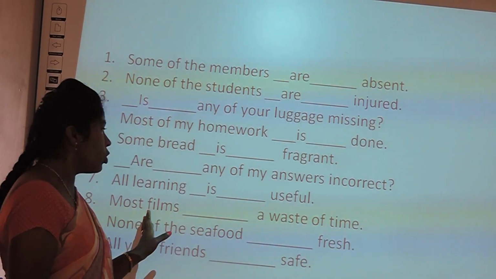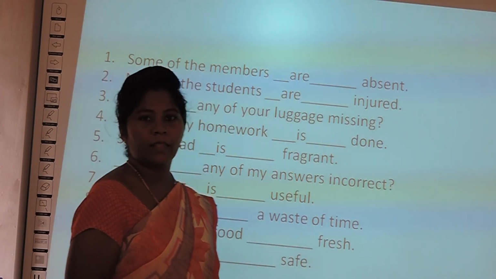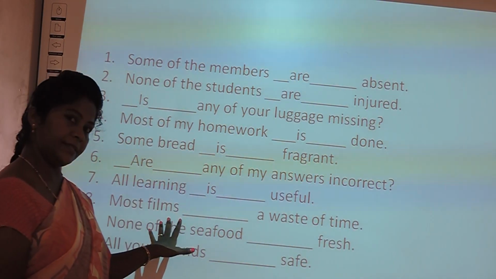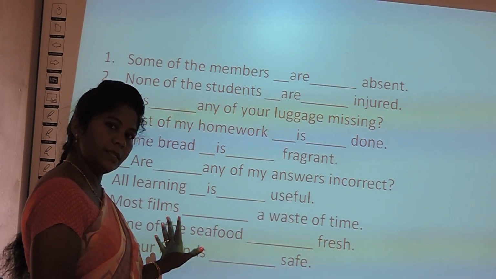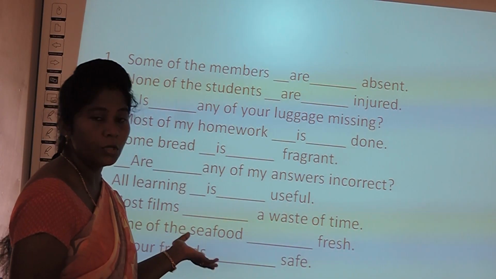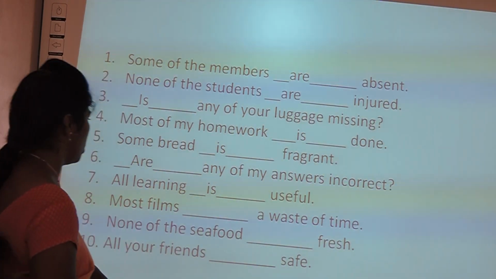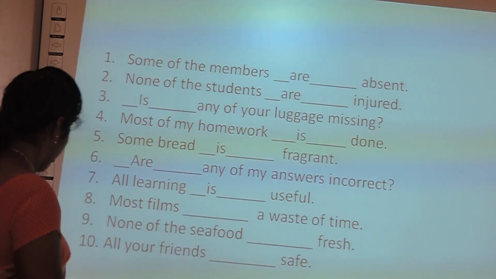Next, most films dash a waste of time. Film is a countable noun and here in the sentence we have the plural form. So we are going to use a plural verb. Exactly. So most films are a waste of time.